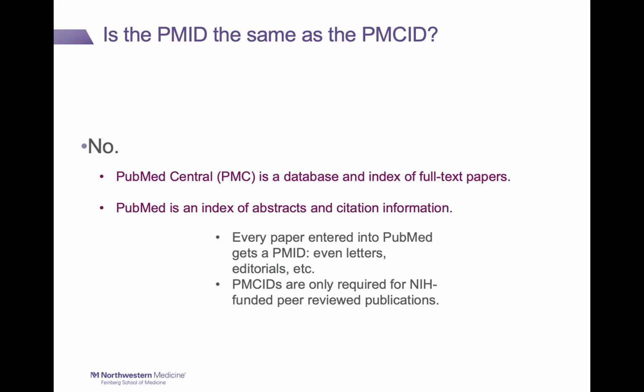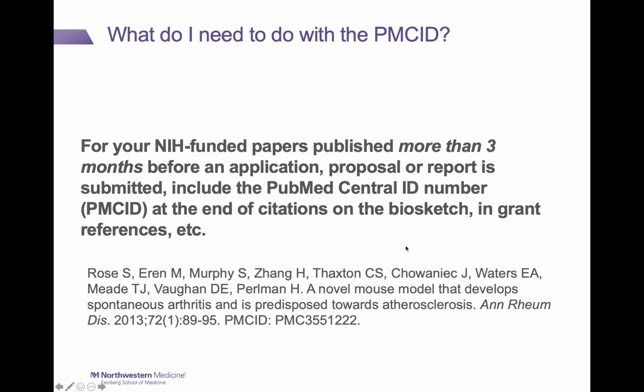Whereas PMCIDs are only required for full text journal articles that are funded by the NIH. So even papers that aren't indexed in PubMed may require a PubMed Central ID if they're published, say, in engineering journals that don't get indexed in PubMed, or social science journals. And not every paper that is viewable or searchable in PubMed will require a PMCID. So PMCIDs are usually required to be displayed in your grant applications and your bio sketches for anything, again, that was NIH funded and full text.